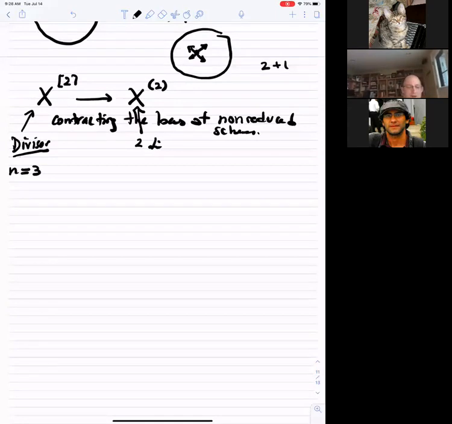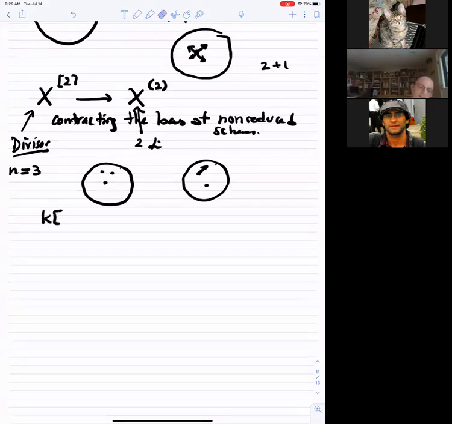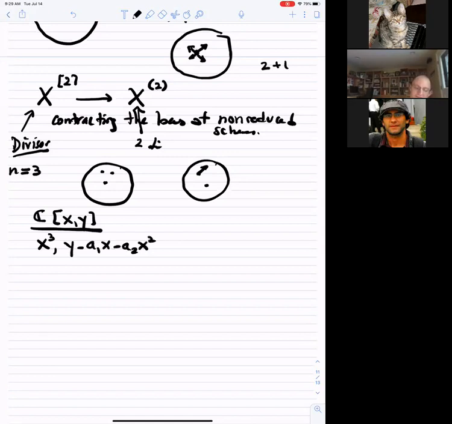So let's look at maybe when the length is 3, and then I promise I'll stop and I'll tell you the theorem and won't go one by one. If you have 3 points, of course, you can have 3 distinct points, or 2 of the points can collide and you have another point. But the interesting thing is what happens if all 3 points collide. One way you can write something of length 3 is something like this. I keep writing K instead of C. You can take C[x,y] modulo x cubed and y minus a1x minus a2x squared, for instance.